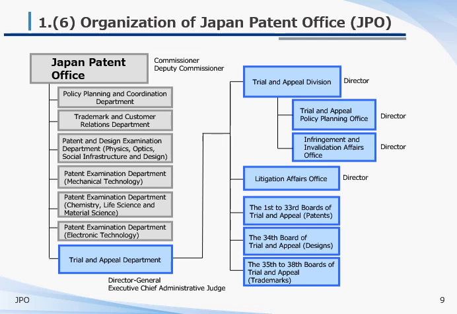Trial and appeal proceedings are conducted by boards of trial and appeal. There are 38 boards. I will explain these in detail on the next slide.